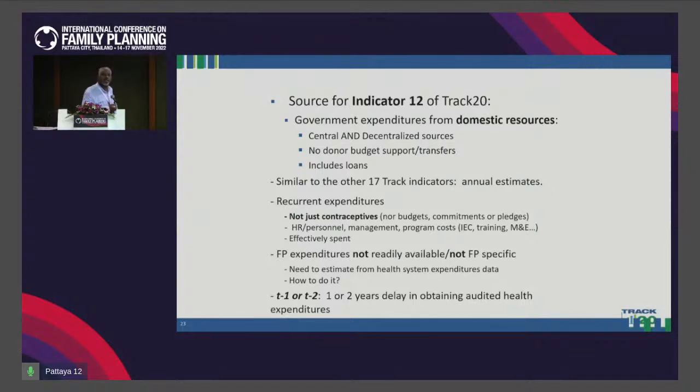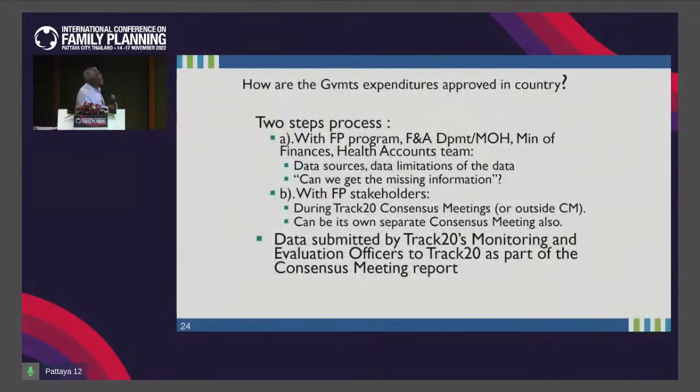And generally, the data is not available very easily. For example, we're in 2022, and we have to wait a year or two to get the data, and I'm going to show you. So it's generally a 1 or 2 year delay in obtaining the audited health expenditures from which we derive the family planning specific expenditures. How are government expenditures approved in country?